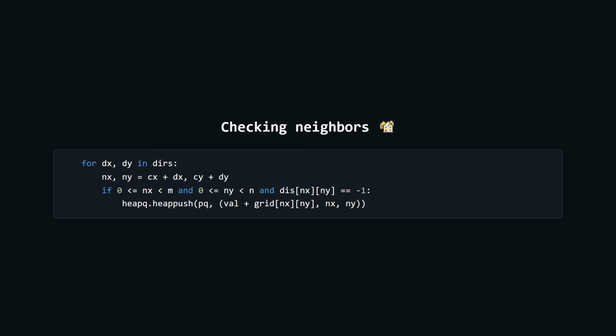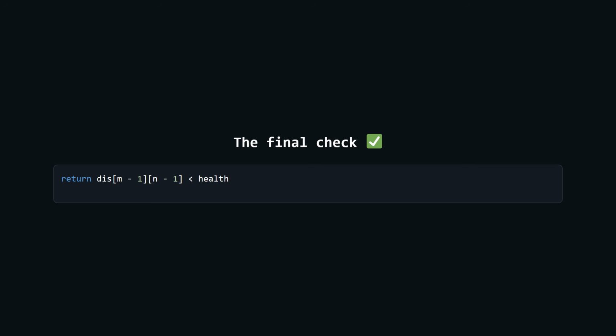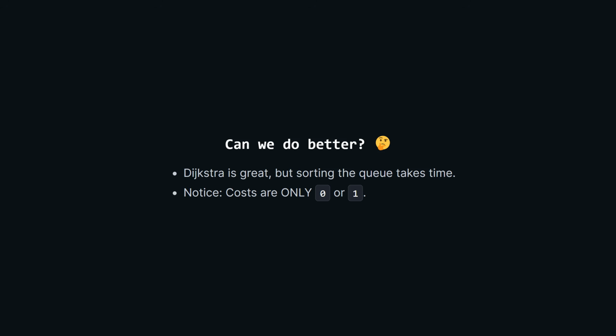We then look up, down, left, and right. If a neighbor is inside the grid and hasn't been locked in yet, we add its cost to our current damage and push it into the queue. Finally, once the queue is empty, we check the minimum damage recorded for the bottom right corner. If it's less than our starting health, we made it safely. This works perfectly. But priority queues take a little bit of time to constantly sort themselves.